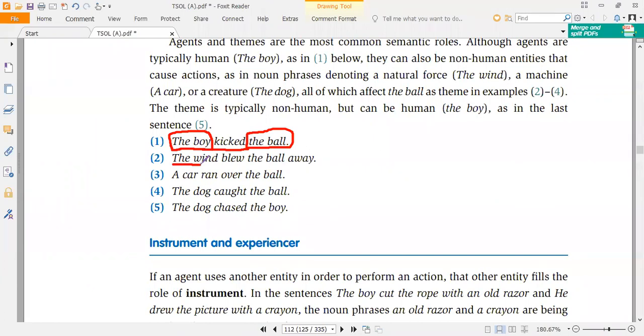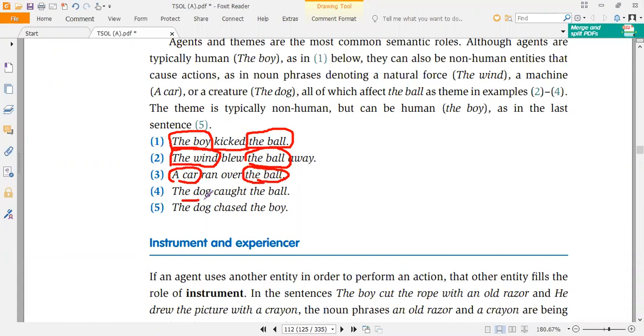The wind blew the ball away. What's the wind? The doer of the action, agent, right? So it's the agent, and the ball is actually the theme or the patient. Similarly, the car ran over the ball. So the car here is the agent, and since the ball is affected, the ball is the theme, right?